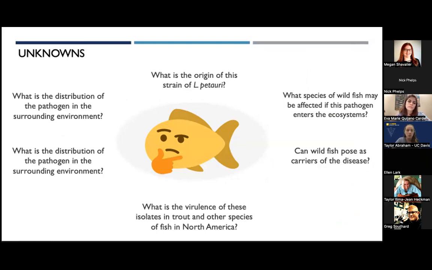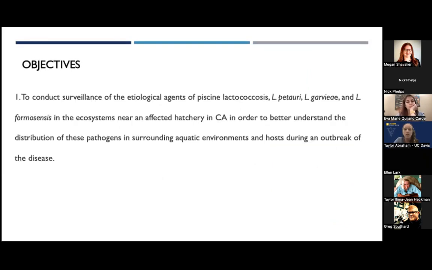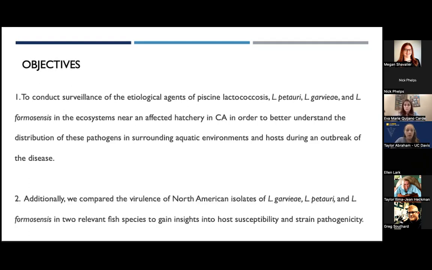other species of fish. So all these questions led to our project, which aimed to complete a surveillance of this outbreak in 4 lakes near an affected hatchery in Victorville, California. Doing so, we wanted to better understand the distribution of the bacteria in the surrounding environments and wild fish post-outbreak. Also, we wanted to compare the virulence of these North American isolates of L. garviae, L. formosensis, and L. petuarii in 2 fish species. In doing so, we wanted to gain insights into the host susceptibility and strain pathogenicity.